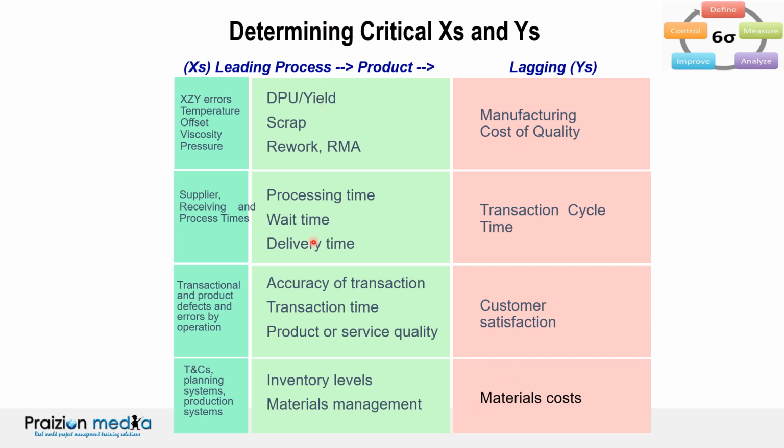How are they related to the inputs there? So the yield, scrap, rework, processing time, wait time, delivery, accuracy of transaction time, inventory levels, material management. These are the intermediate levels of those variables which are translating into this. And we take a step backward further. So the errors in the time, offset, viscosity, what is distinct here? These are all parameters based on individual physics, chemistry, and basic sciences of the system.